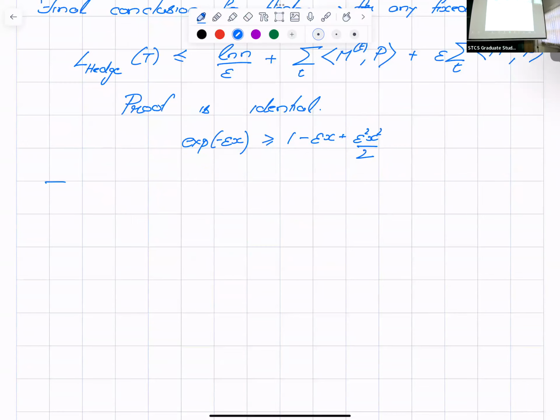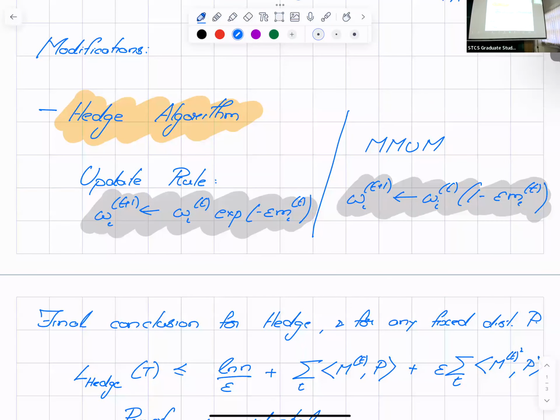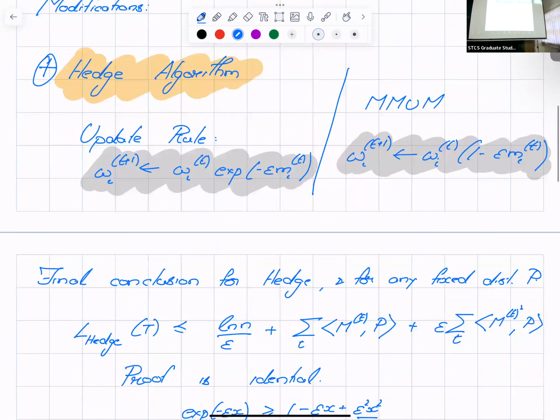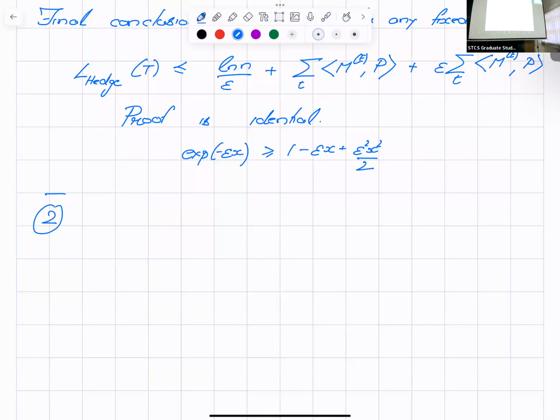What I want to now show is, suppose the set of allowed probabilities is not all possible.